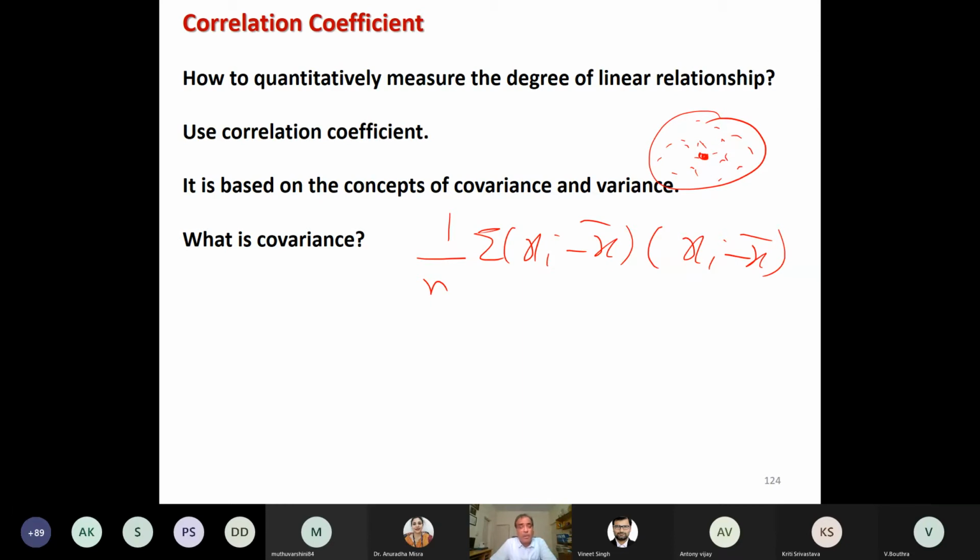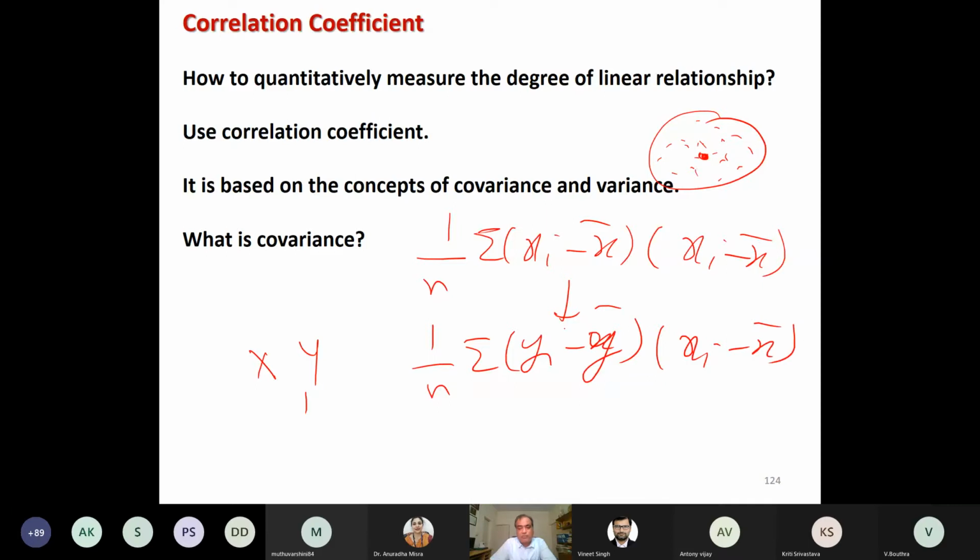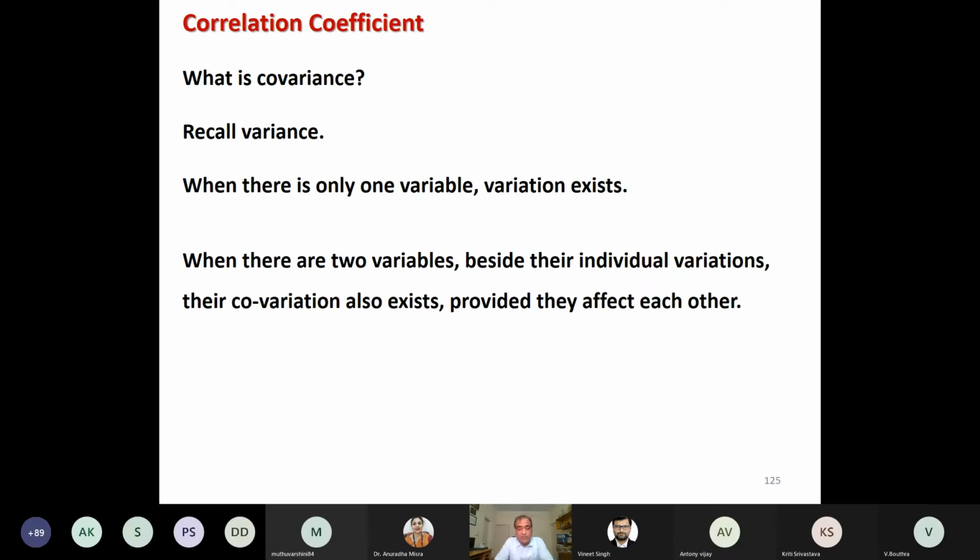Now how do we define the concept of covariance? Covariance arises only when there are two variables, that means one variable is trying to affect the other variable. Exactly in the same way we defined the variance, instead of using one variable, I have two variables x and y. So I can replace one of the xi minus x bar terms by yi minus y bar. Don't you think that this is going to work just like a variance, and it will give us an idea about the covariance? Right.